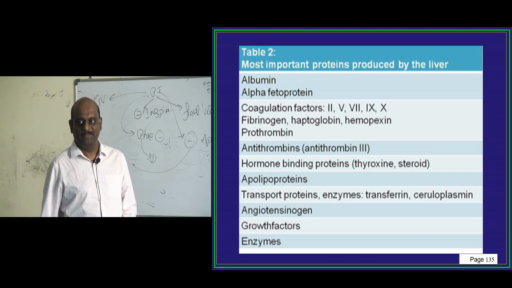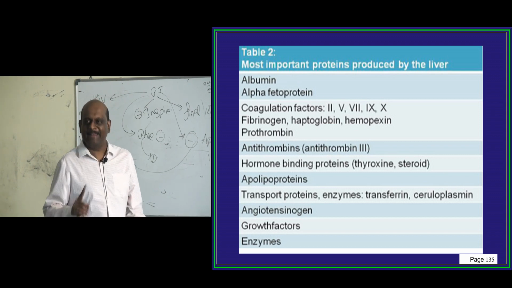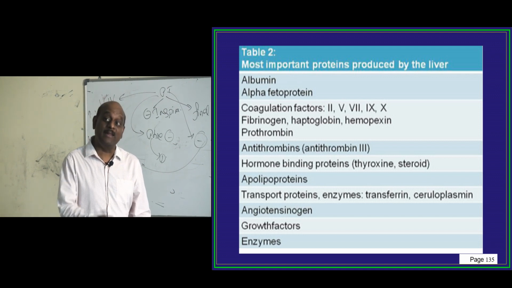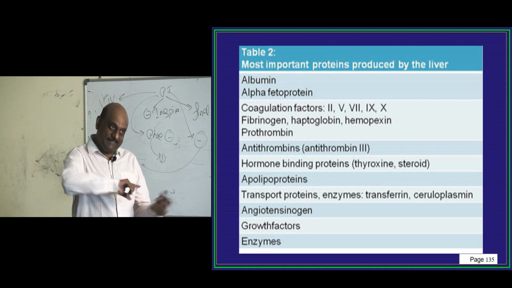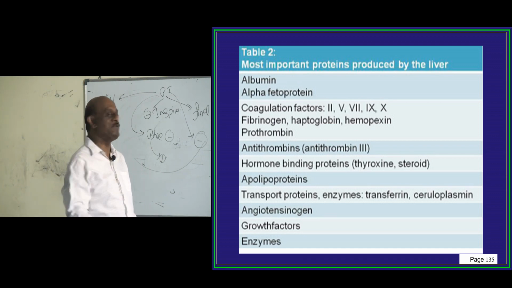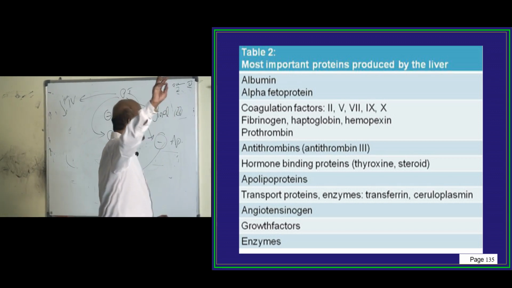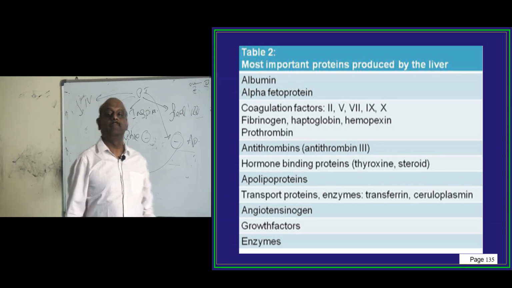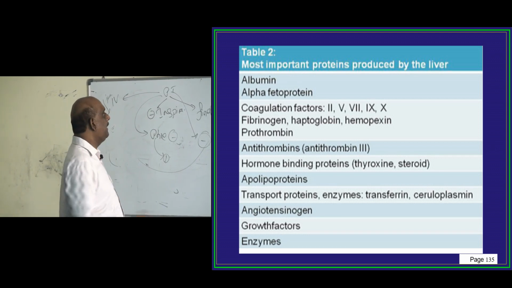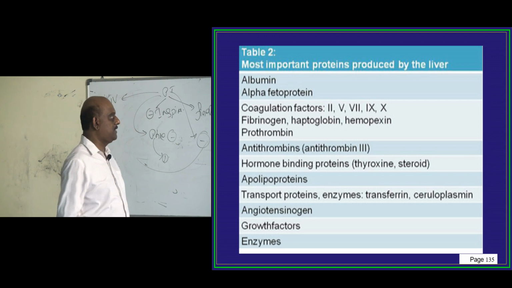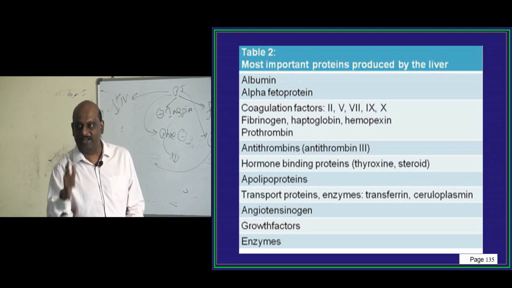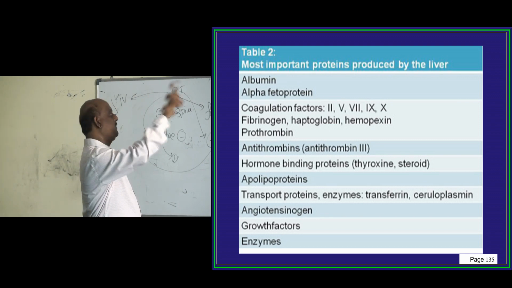Be very sure. We tease our classmates a lot in the reading room. I ask, what are the liver produced? What are the vitamin K dependent? 2, 7, 9, 10 are vitamin K dependent. 2, 5, 7, 9, 10 are liver produced. That is what you should remember. Fibrinogen, haptoglobin, prothrombin, antithrombin 3, then thyroxine and steroid binding globulin, apolipoproteins, transferrin, ceruloplasmin, angiotensinogen. This is a favorite question. Angiotensinogen is produced in the liver.